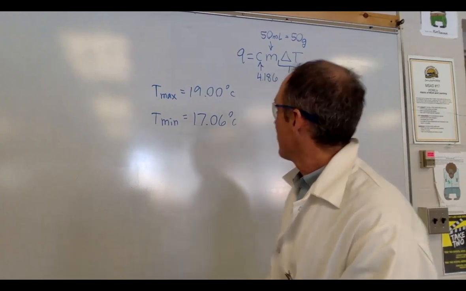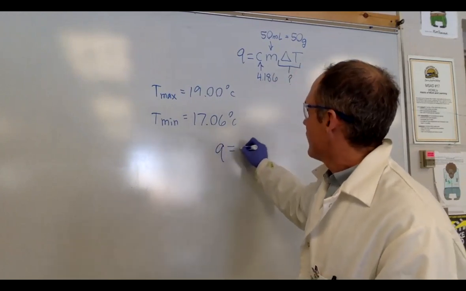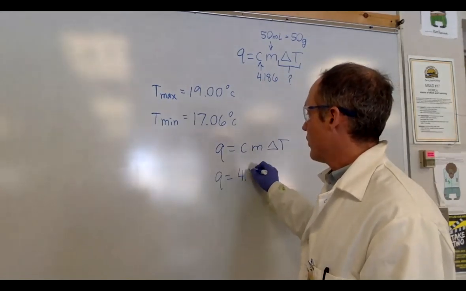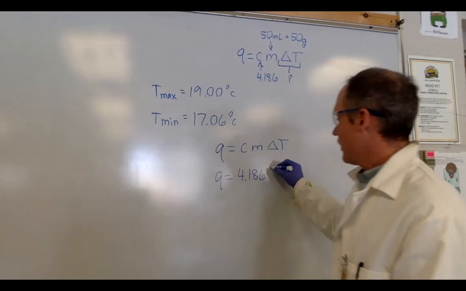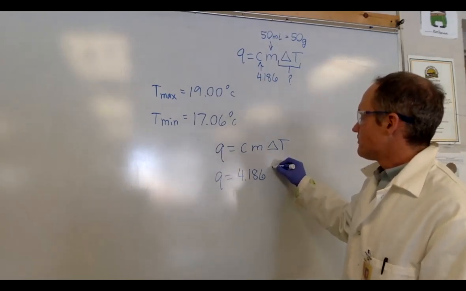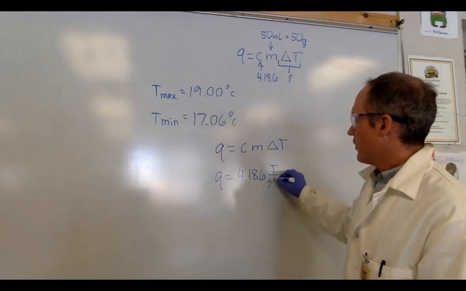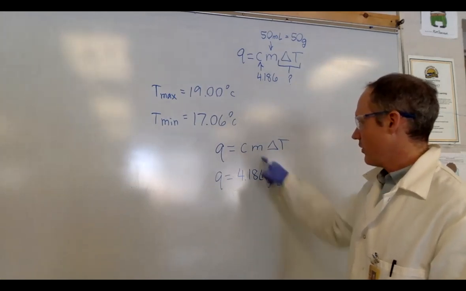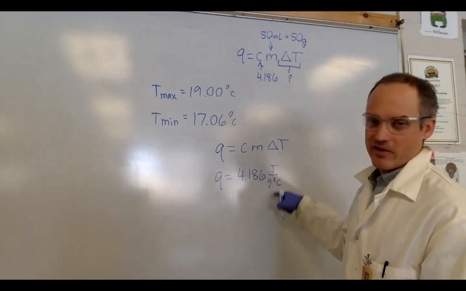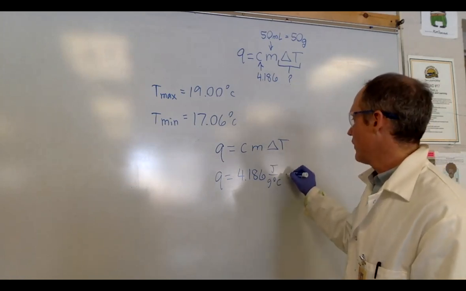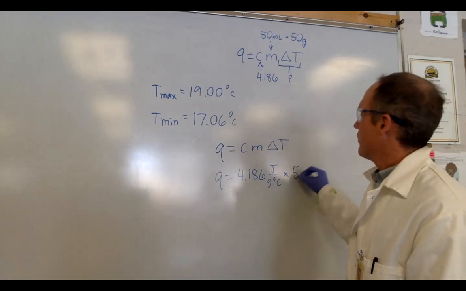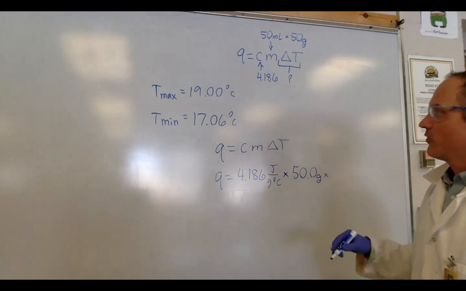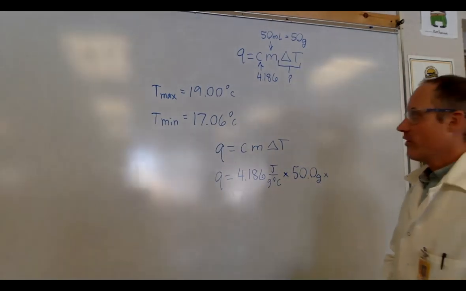Okay, so let's set that up. We know in our equation that Q is equal to C m delta T. We also know that C is 4.186, and that is joules per gram degree Celsius. It's got weird units because it has to cancel out the grams and the degree Celsius, so your answer comes out to joules. We're going to multiply that by 50 grams and by our change in temperature.